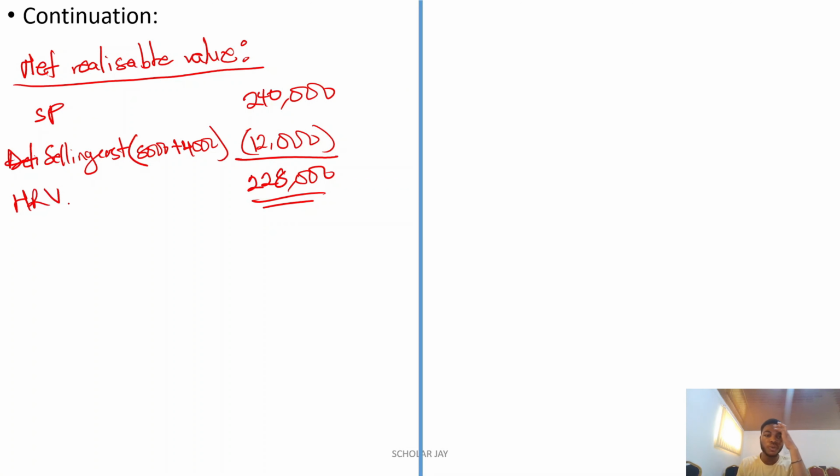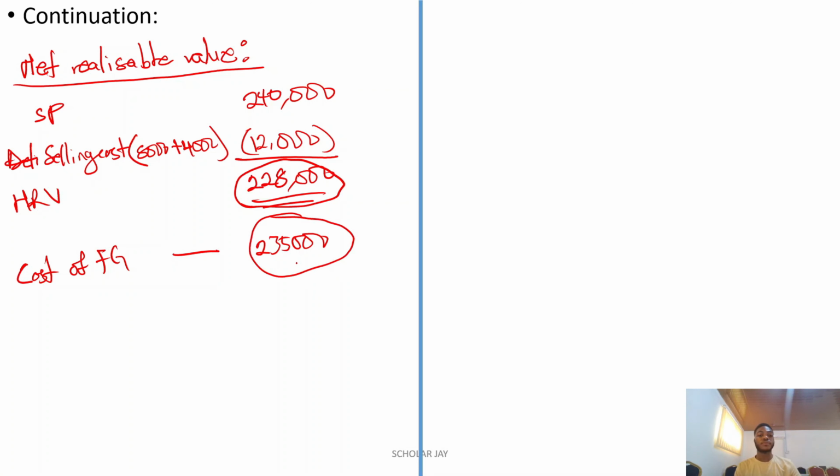Now, what is the principle? The principle is that inventory should be valued at the lower of cost and net realizable value. So now NRV is this. What was the cost of the finished goods? Let's confirm from here, that was 235,000. So between these two, the lower of cost and net realizable value, we should take the lower amount. So it means that the actual value we will give to the finished goods will be 228,000 and not 235,000. Are you getting the principle?